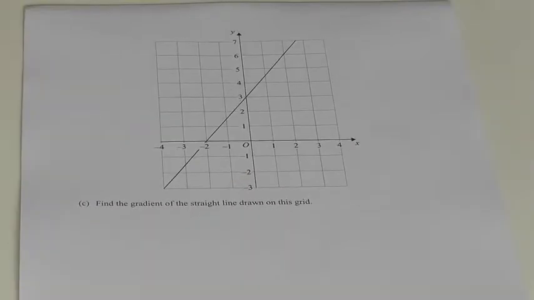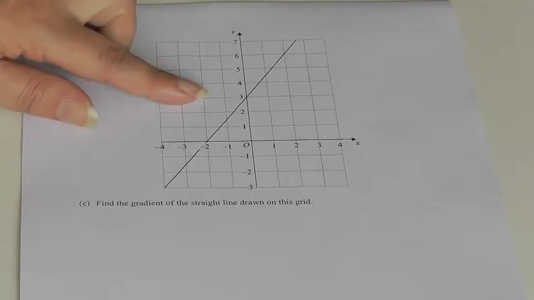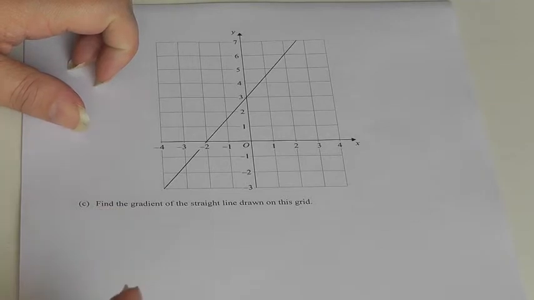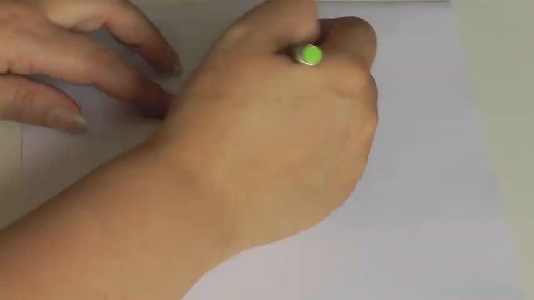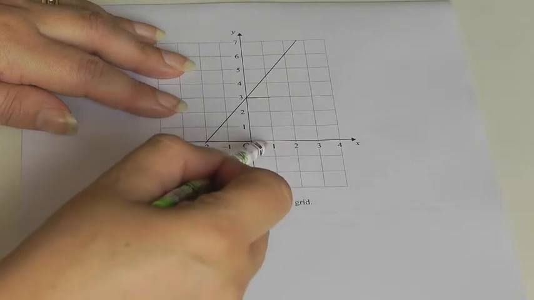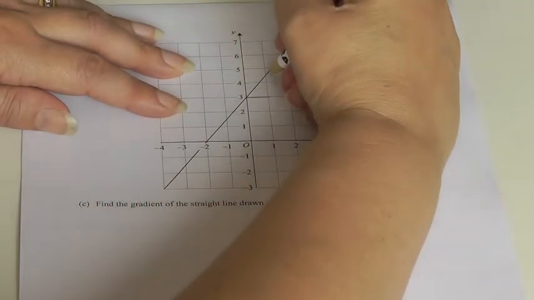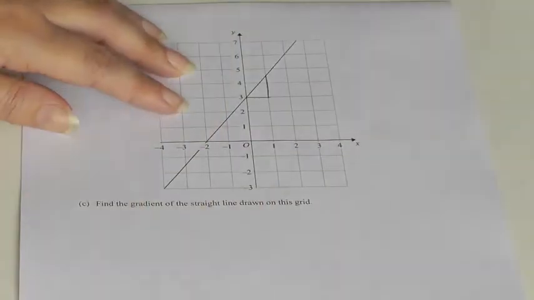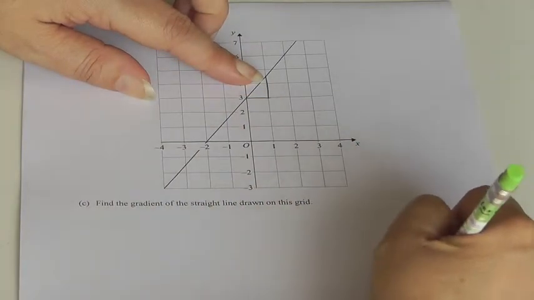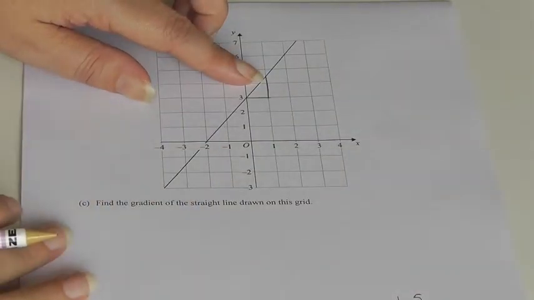The third part of this question asks you to find the gradient or steepness of the line drawn on the grid. Now the gradient is a measure of how many squares or units you go up for every 1 unit you go across on the graph. So you can do it as simply as this, in that here if I go across 1 square and it is 1 unit, and then work out how many squares I have to go up to hit the line. And in this case it's 1.5, so my gradient is 1.5.